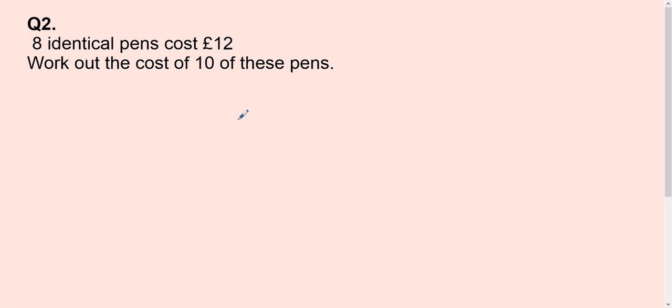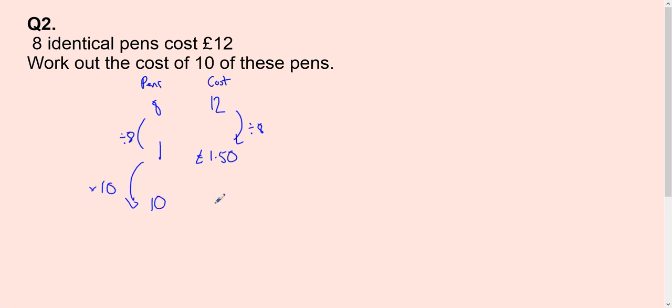For question 2, 8 identical pens cost £12. Work out the cost of 10 of these pens. Well, first of all, I can work out what 1 pen costs. The cost is 12 for 8 pens. To get to 1, we can divide it by 8. 8 divided by 8 is my 1. 12 divided by 8, £1.50. You might need to use bus stop method to do that, non-calculator. If 1 pen is £1.50, then to get up to 10, I'd multiply it by 10. That gives me 10 pens is £15 as my answer.